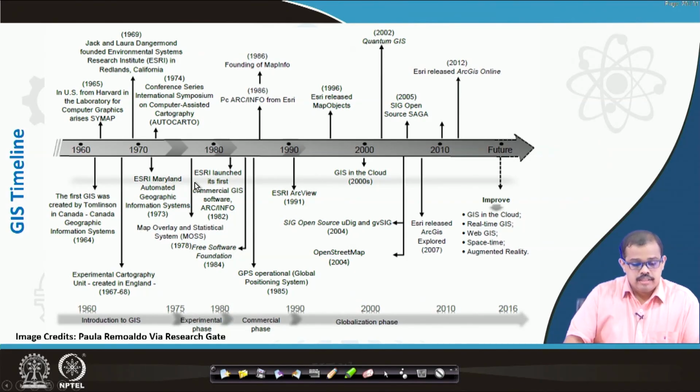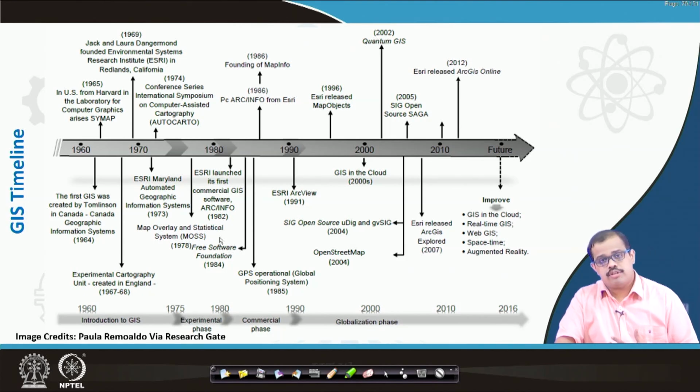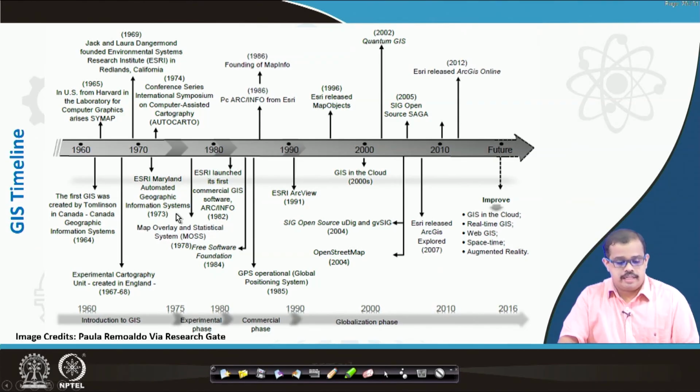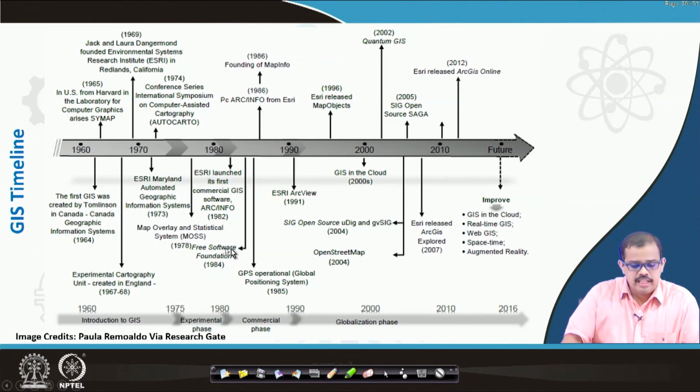With that, in 1978 there was MAS, that is Map Overlay and Statistical System. This was a very effective, I would say, rather than a software, a tool in order to understand how the map overlay happens and how we can take it forward. Then in 1980, ESRI launched its first commercial software, ArcInfo, and in 1996 it was MapInfo.